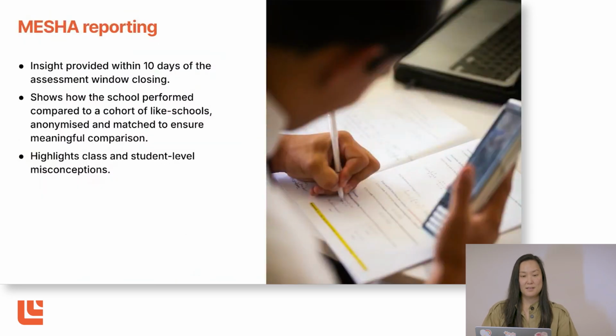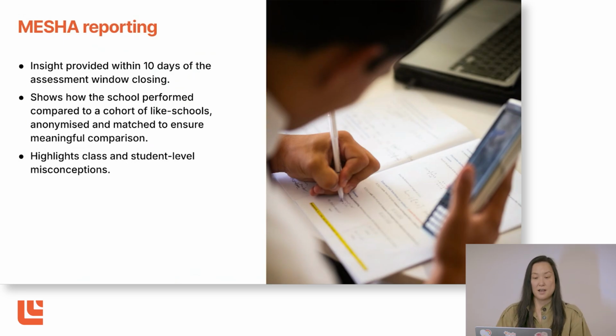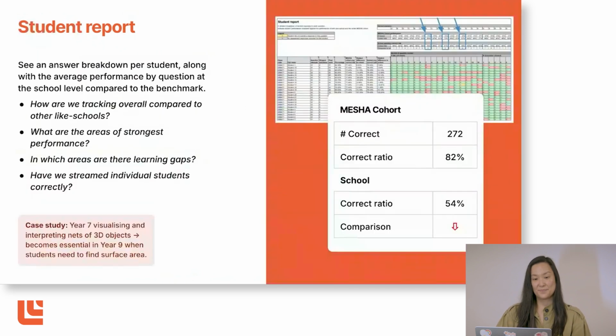So I talked a little bit about the reporting. You'll get the reports back 10 days after the assessment window closes, and you'll be able to see how your school performed against other like schools. So it's anonymized. People will not be able to see your school name or your students' names, but you'll be able to see how you compare to other schools that are similar to your school. So it could be your SES, or it could be also your ranking, or it could be even demographically where you're situated. It will highlight class and student level misconceptions.